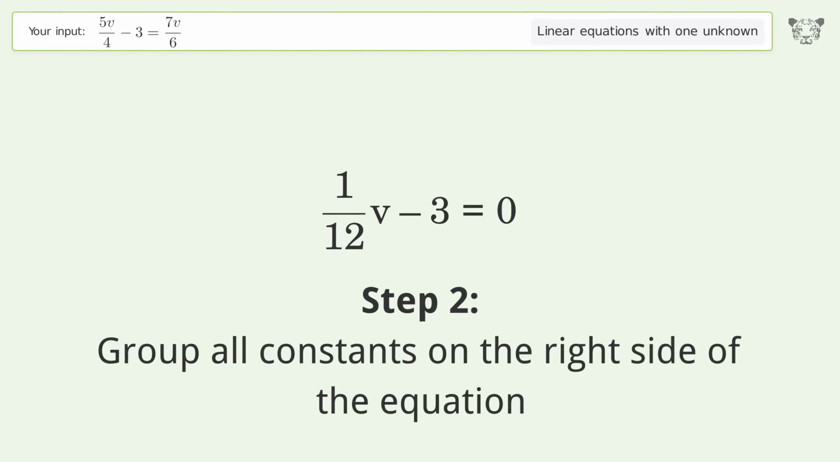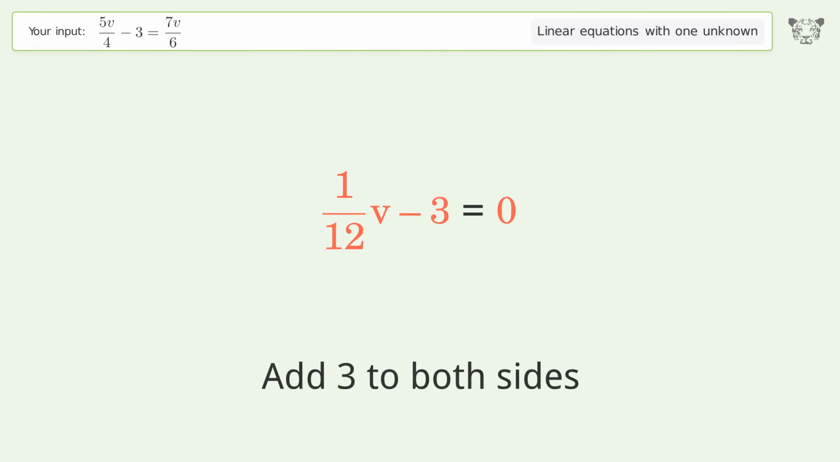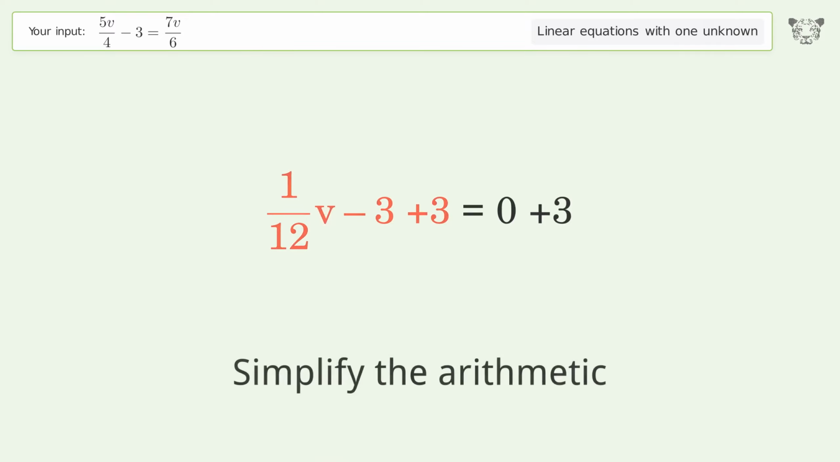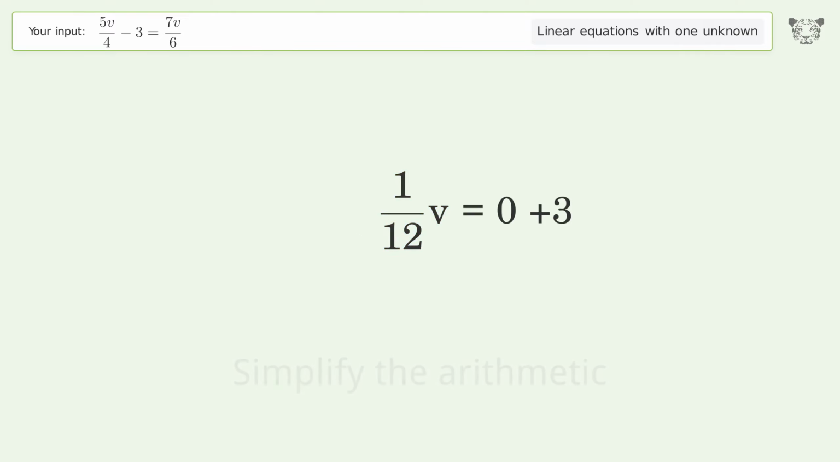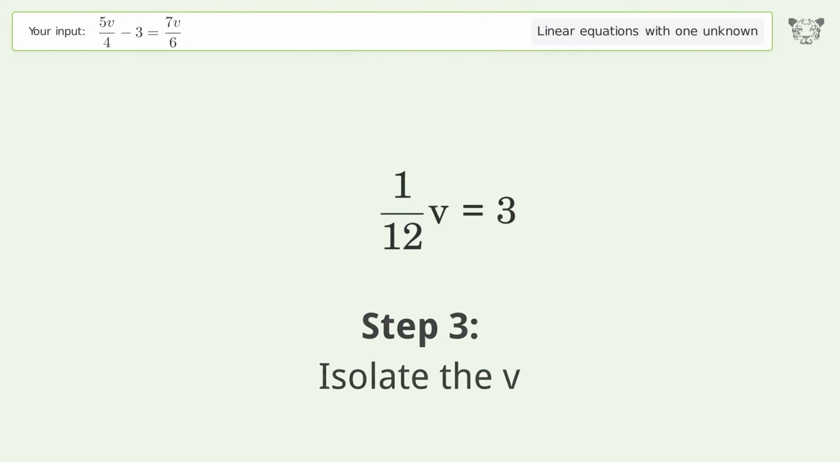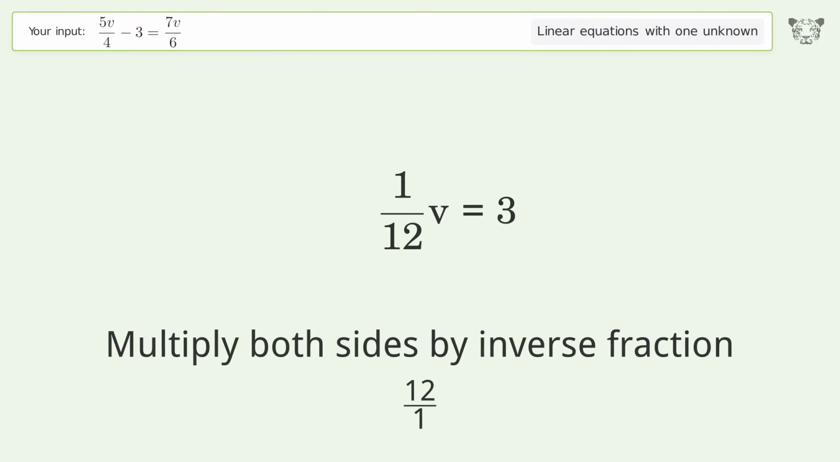Group all constants on the right side of the equation. Add 3 to both sides. Simplify the arithmetic. Isolate the v. Multiply both sides by inverse fraction 12 over 1.